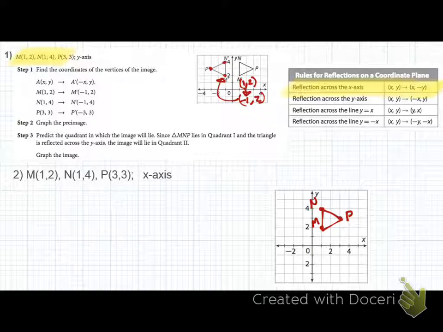So notice that this says M is 1, positive 2. We're going to do 1, negative 2. So we're going to go over 1 and down 2. And this is our M prime. Then the next one says N, 1, 4. Instead of 1, positive 4, we're going to change the 4 to negative, or to the opposite. So it's going to be 1, negative 4, which is down here. And then we got P, which is going to be 3, 3. So we're going to go 3 and negative 3. Okay. And then we got our reflection.